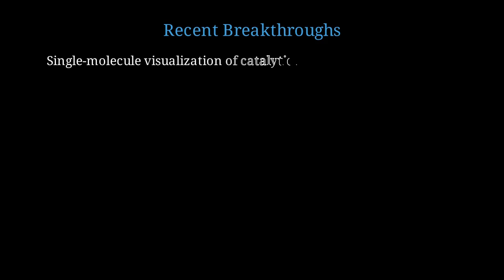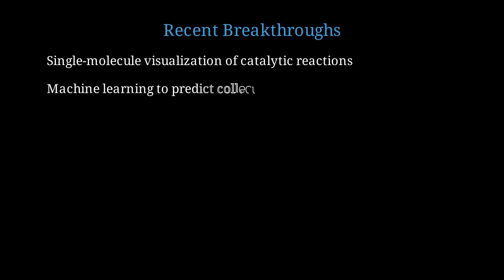Let me highlight some recent breakthroughs that have expanded our understanding and capabilities in this field. Using super-resolution fluorescence microscopy, researchers have visualized individual catalytic turnovers on nanomotor surfaces, directly linking molecular scale chemistry to particle scale motion. Machine learning approaches have been used to predict collective patterns from time series data, identifying order parameters and phase transitions in high-dimensional experimental data.